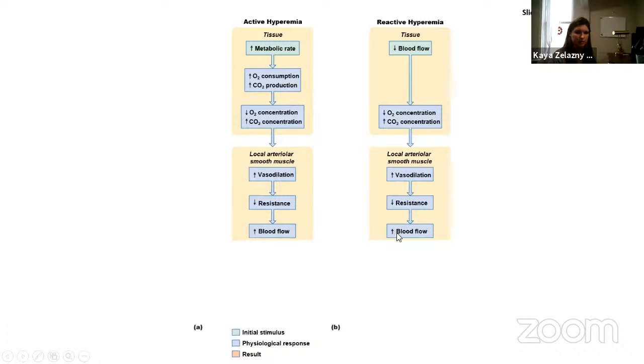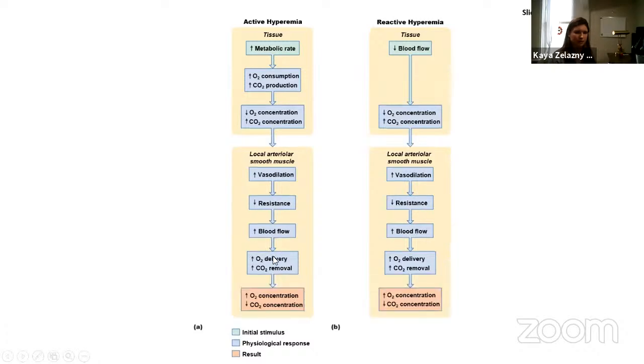Which means that the blood flow is going up. Inversely proportional means they're doing the opposite thing, right? As resistance goes down, blood flow goes up, which means we increase the delivery of oxygen and we increase the removal of CO2. So we're basically fixing this change set up by our initial problem, right?